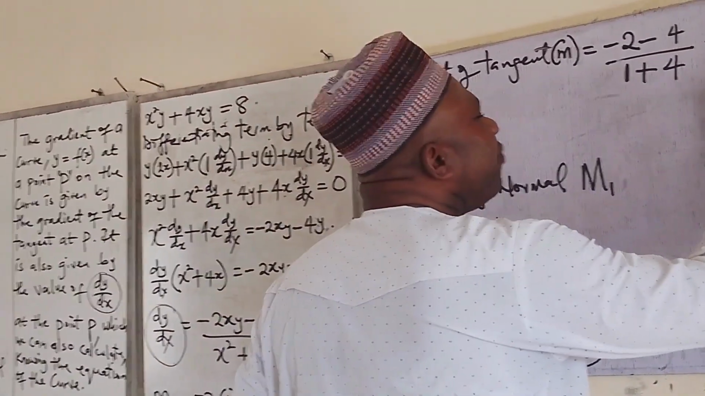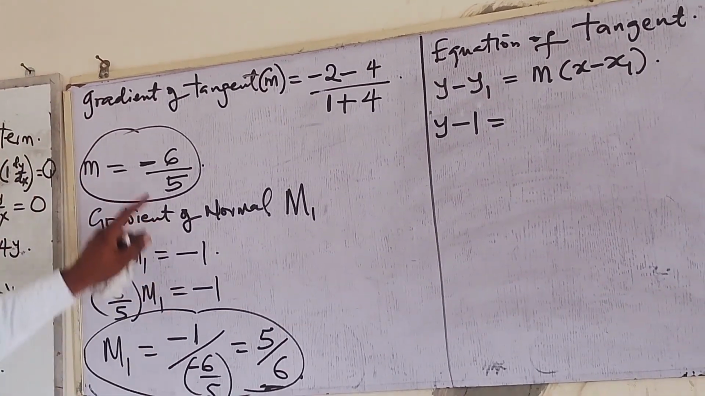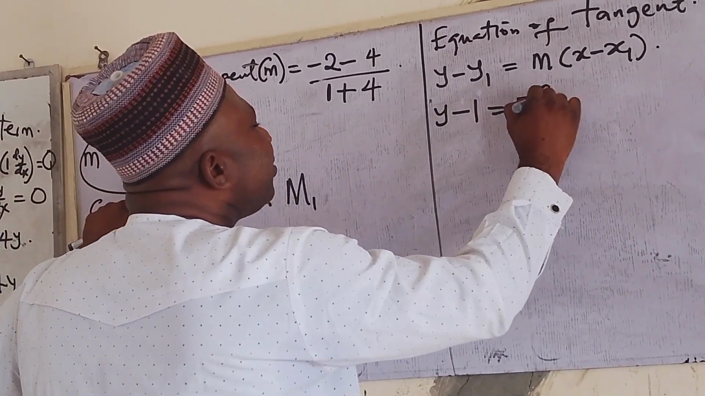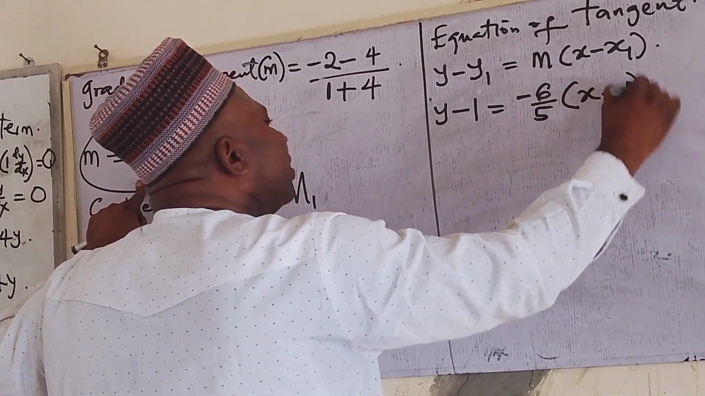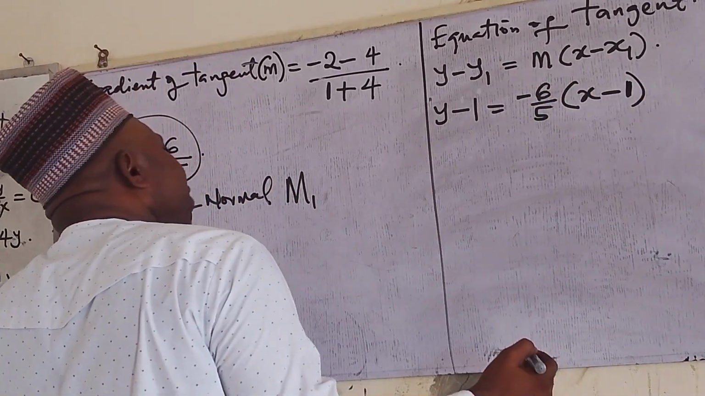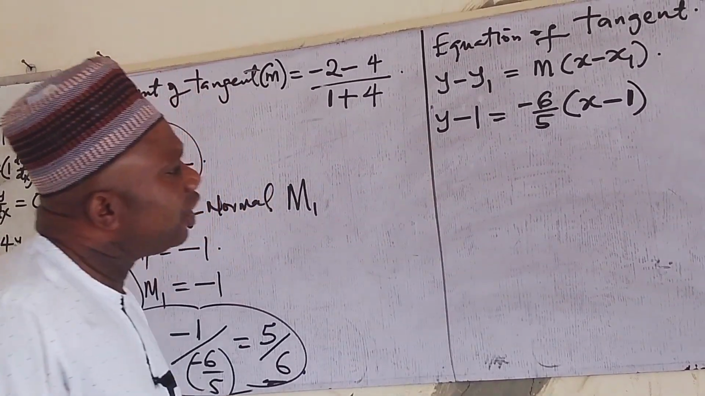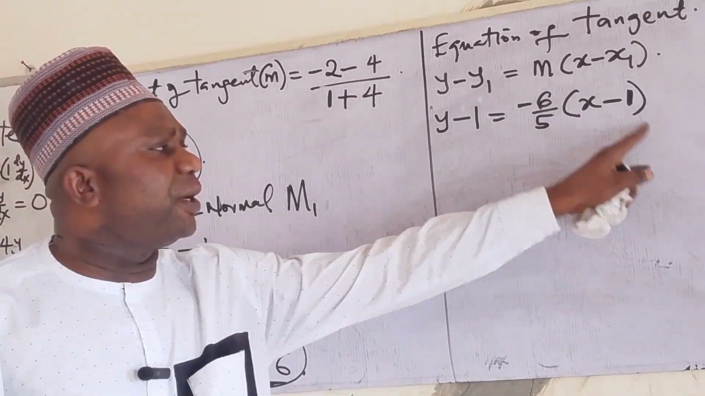It means here we have y minus 1 is equal to m, and our m, the gradient of tangent, is minus 6 over 5. So we have minus 6 all over 5, then x minus 1, because the value of our x1 is also 1. So y minus 1 is equal to minus 6 all over 5 in bracket x minus 1.